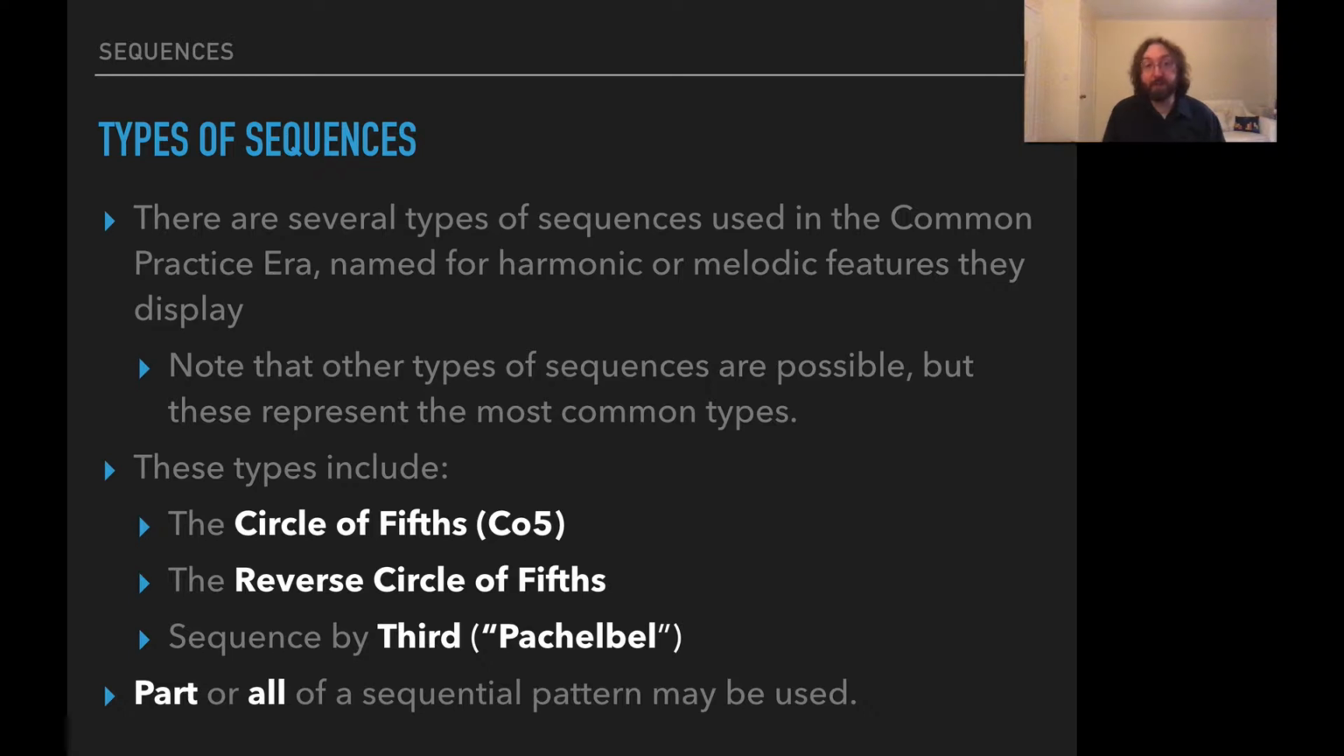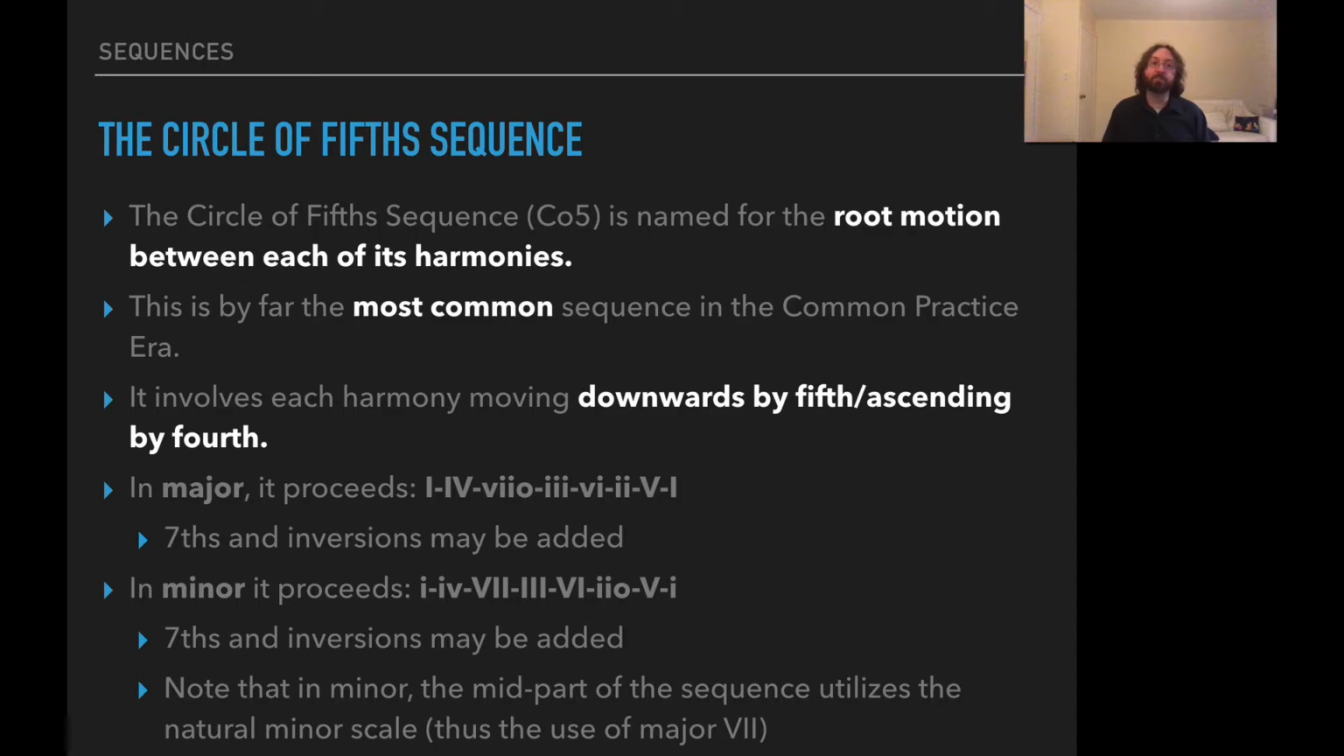Now, there are several types of sequences used in the common practice era, and they're named for certain harmonic or melodic features that they display. Note that there are plenty of other sequences possible. I'm just going over some of the most common types. These types include the circle of fifths, the reverse circle of fifths, the sequence by third. And when we are dealing with sequences, we could use part of the sequential pattern or all of the sequential pattern. As long as there's more than one leg, we get a sequence.